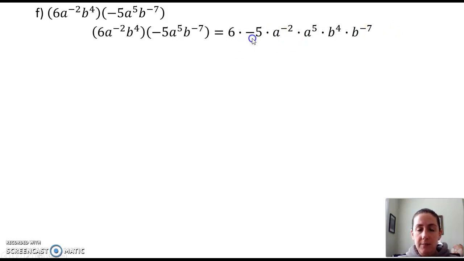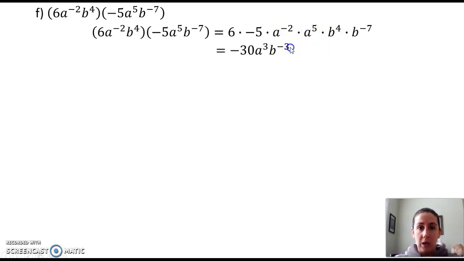So then 6 times negative 5 is negative 30. Like bases being multiplied, I will add their exponents. So I get 6 times negative 5 is negative 30. Negative 2 plus 5 will give me a to the 3rd. 4 plus negative 7 gives me negative 3.